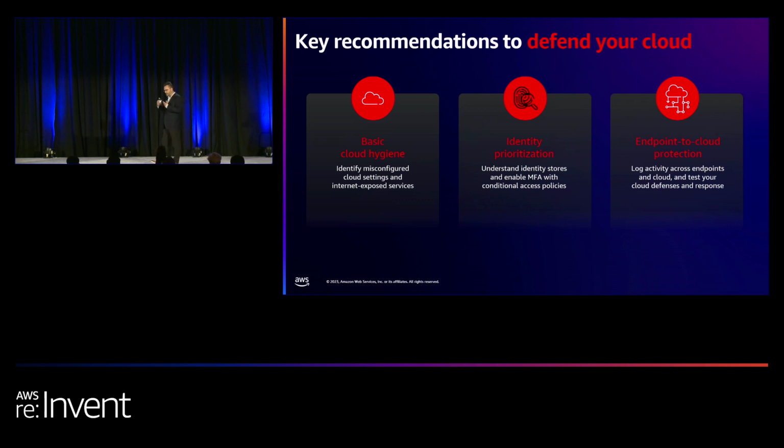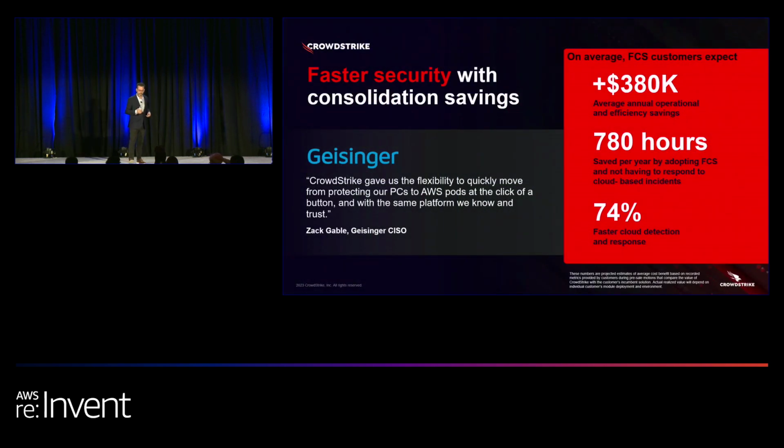You want to correlate telemetry and security events across all of your environments together, so you don't fall into that siloed security data problem. I mentioned before, by consolidating from multiple consoles, from multiple agents into a single console, we provide that comprehensive visibility and data to accelerate incident response. We see on average here 74% accelerated cloud detection and response. 780 hours saved by adopting Falcon Cloud Security and not having to respond to every single new false positive, and saving a lot of money, because operating all of these multiple tools is costly, in addition to not being quite as effective.